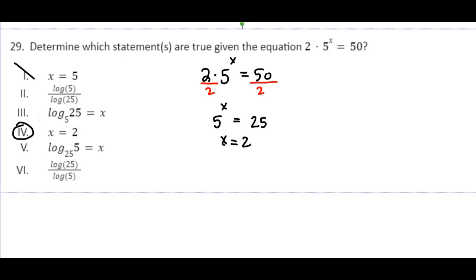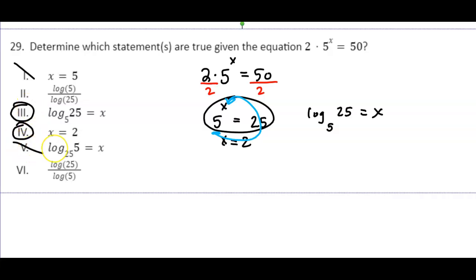Now let's look at the two where you are converting into a log from an exponential. So if we take this and we convert it to a log, we're going to start with the base of 5, go towards the equal sign. So it's log base 5 of 25 equals x. Again, that's log base 5 of 25 equals x. That is a choice. That is 3. It is not 5. The base and what you're taking the log of are in the wrong spots.